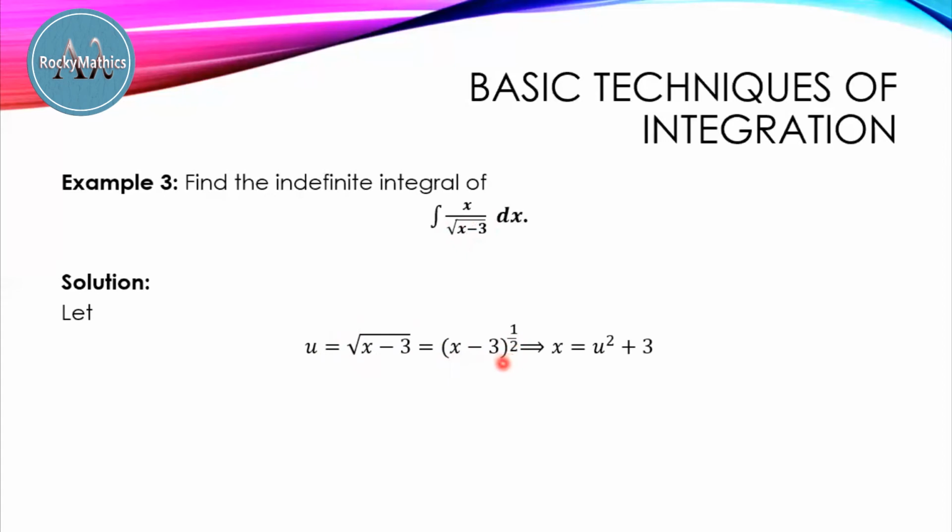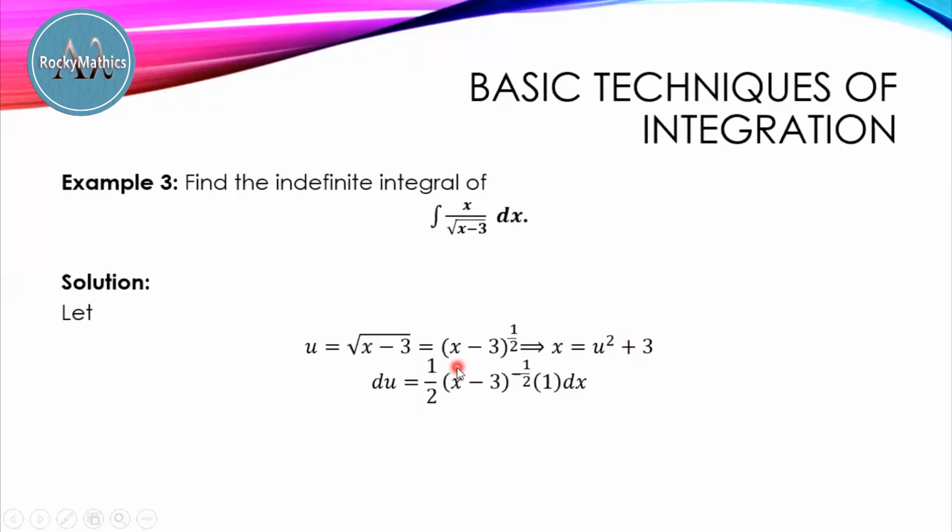Then we have to take note that by finding our x, we have what? Squaring both sides, we square this one, so we have u squared equal to x minus 3. But we still have to find x in terms of u. So by squaring both sides, we have x equal to u squared plus 3. So in other words, we have our u, this one, and our x, which is in terms of u, which is u squared plus 3.